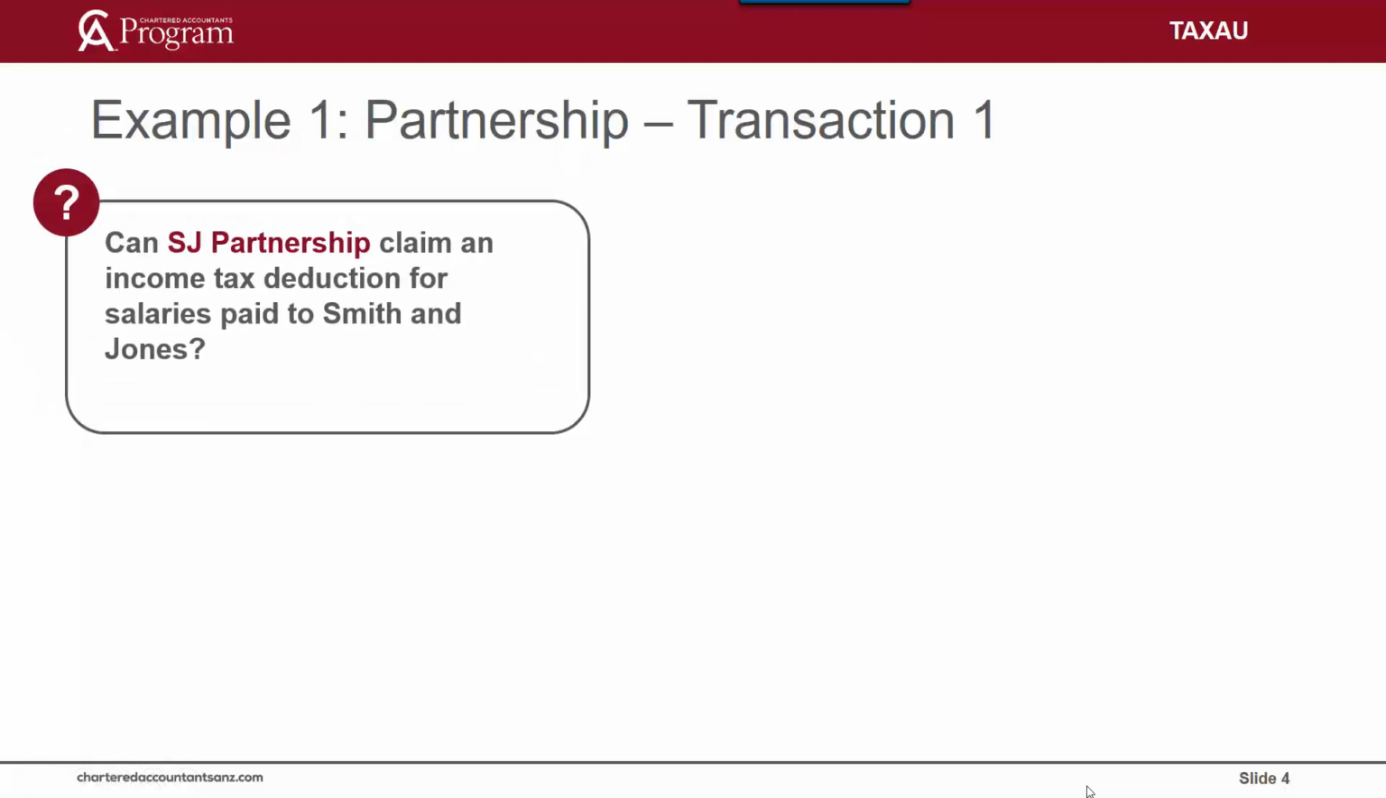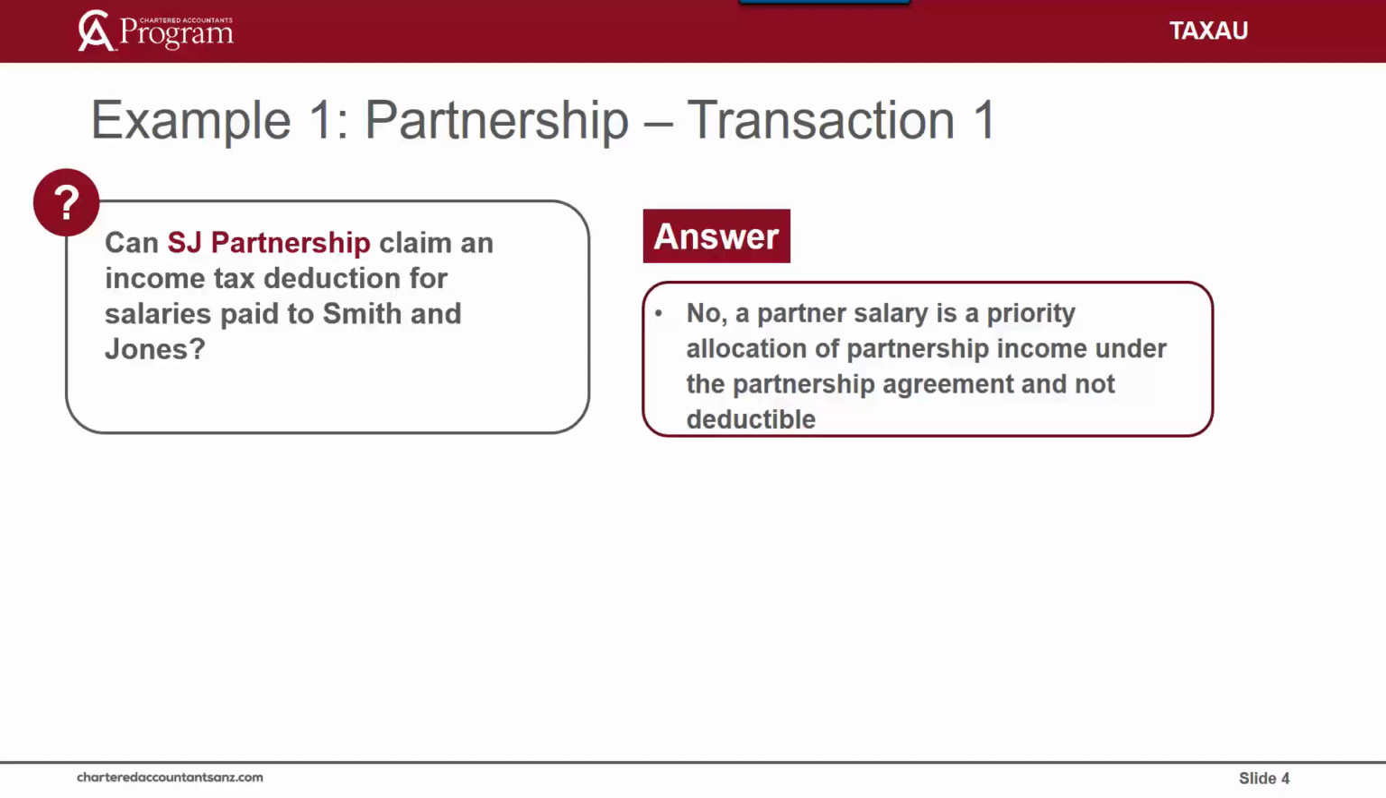Can SJ Partnership claim an income tax deduction for salaries paid to Smith and Jones? The correct answer is no. A partner is not an employee, as a partnership is not a separate legal entity as per the principle in Ellis and Joseph Ellis & Co. A partner salary is therefore a priority distribution of partnership profit to the partners and not a true salary, and is not deductible to the SJ Partnership under Section 8-1.